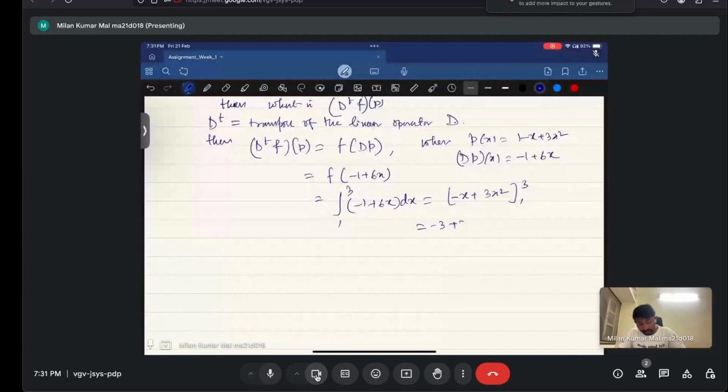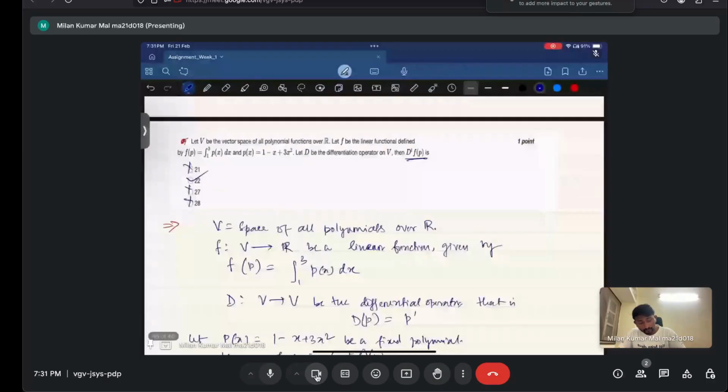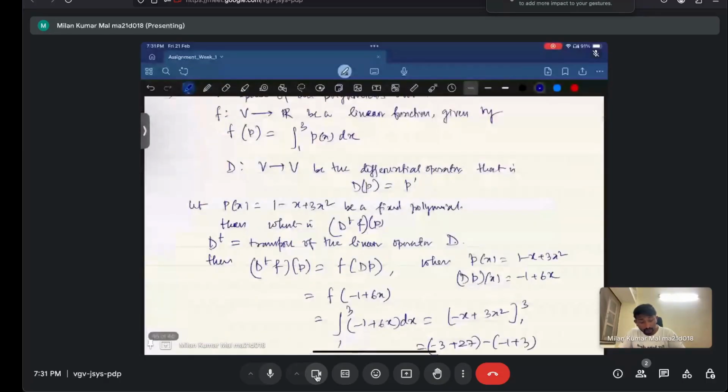So which option is correct? This option is correct, so all other options are automatically false. So option B is correct. So let's do the next question.